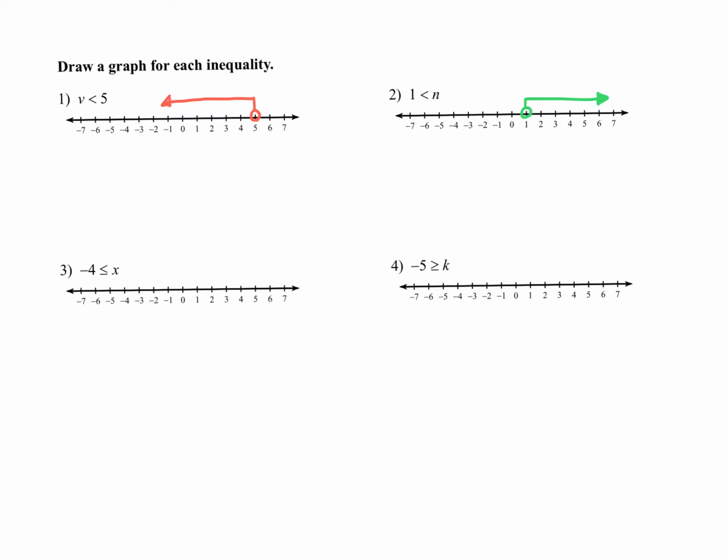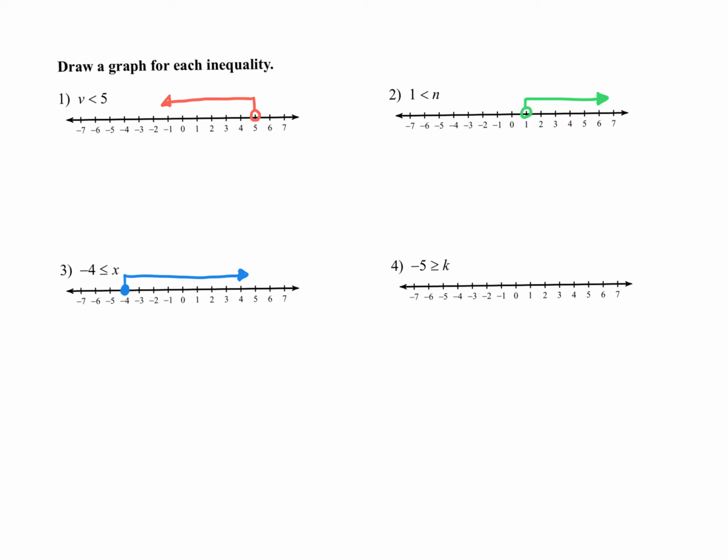All right, number 3. This is -4 is less than or equal to x. So I'm going to find that -4, and I'm going to put a closed circle on this, color in that circle, because it's less than or equal to. And then again, we're looking back at this. This is the alligator eats the bigger number, so this is the bigger number of the two. So x has to be bigger than negative 4. So think about what's bigger than negative 4? Well, 0. I'd rather have 0 than owe someone $4. So these numbers to the right are going to be bigger than negative 4.